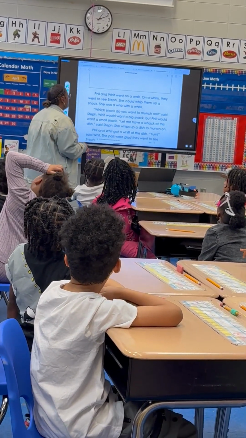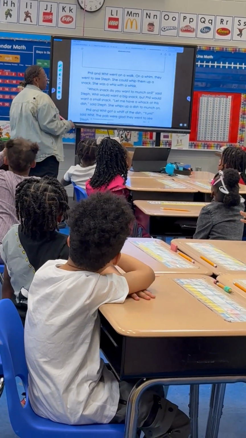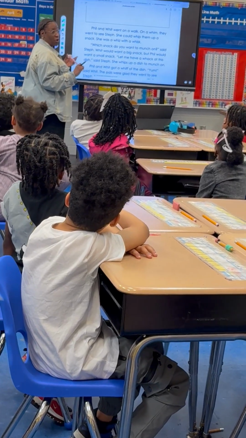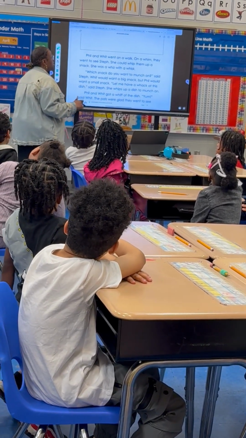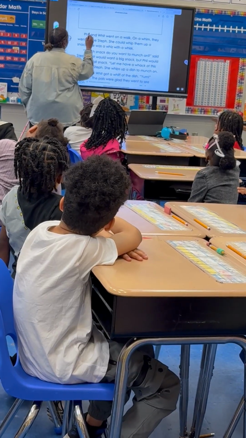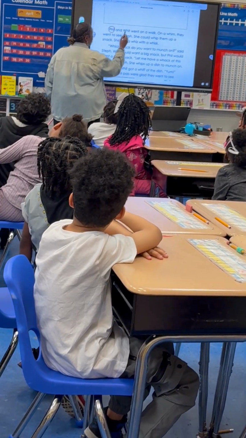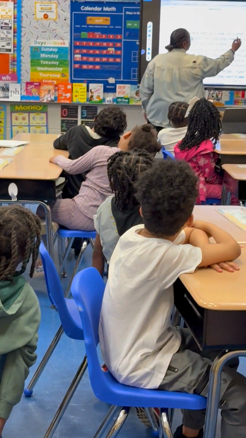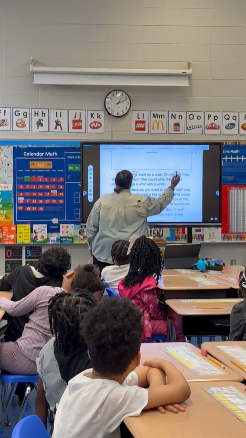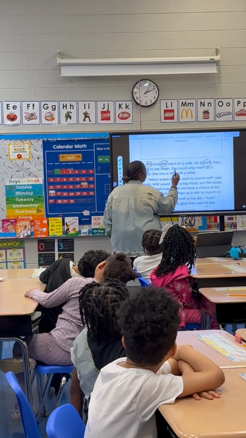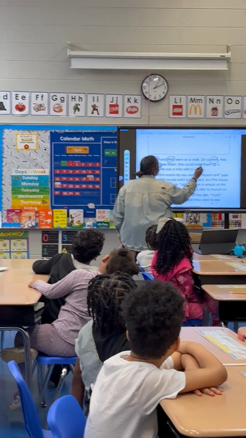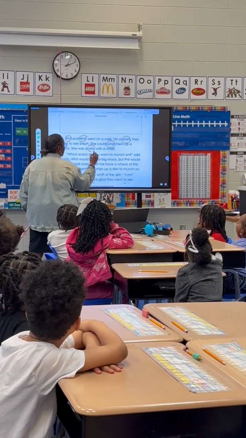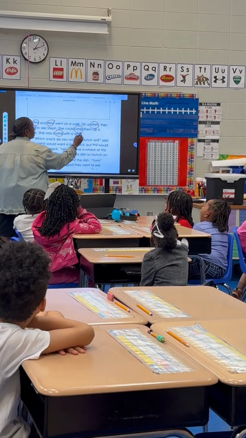W-H and P-H. So we're going to circle each word that has a digraph in it, W-H or P-H, right? The first one will be what? Then it will be what? With. And then it will be what? Whip. And then it will be what? With.